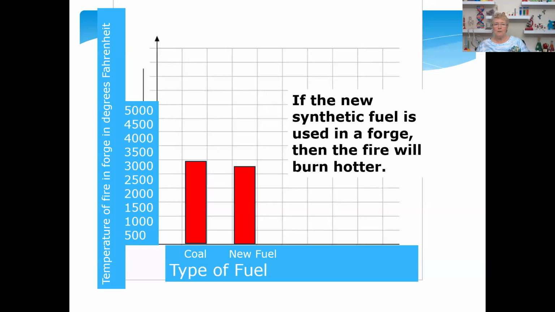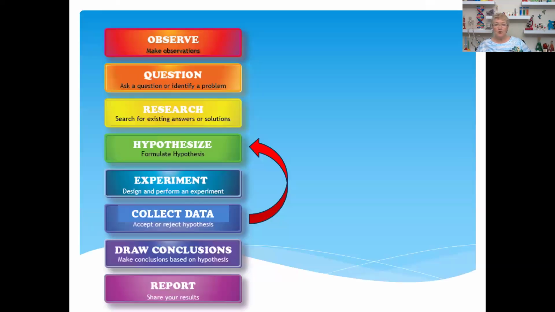But what if these were our results? If this is what we got, would our hypothesis have been supported? No, it would not. So what would we do? If we ran this experiment and this is what we got, we would go back to the drawing board. We'd have to make a new hypothesis and we would have to start over again, right?